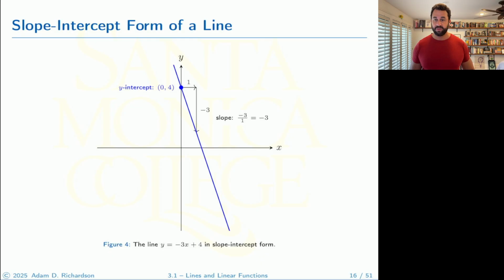Here's an example of graphing one using that form. We have the y-intercept, 0 comma 4. We have the slope. Slope is negative 3. So we're going to go over 1, down 3, and there it is, just like that.